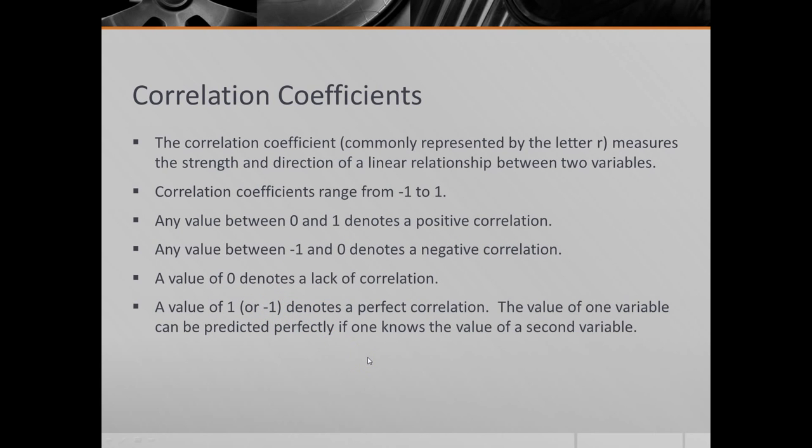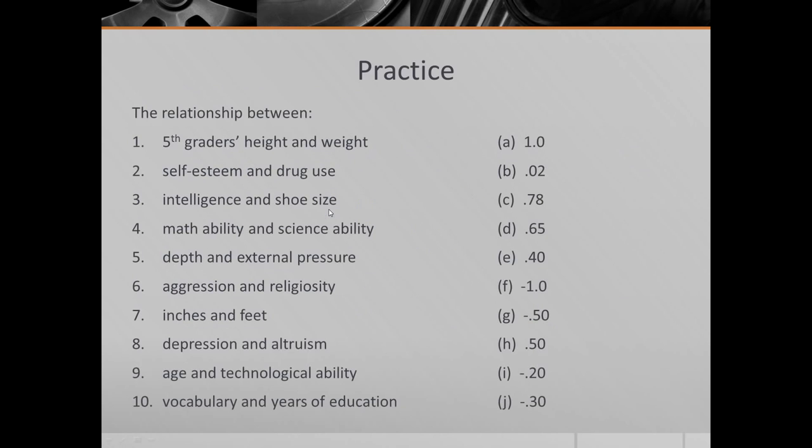That means the value of one variable can be perfectly predicted if you know the value of a second variable. This would be true in more of the hard sciences in many cases, but in the soft sciences this typically is not going to be the case. We're going to have a correlation somewhere between 0 and 1, or between 0 and -1. So let's take a look at some examples of this.